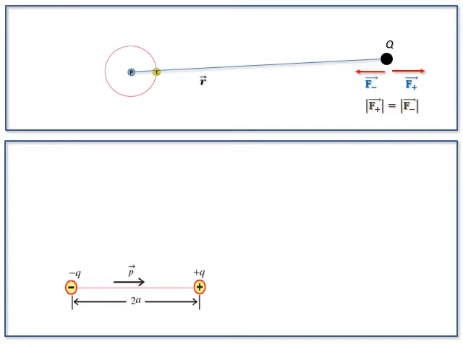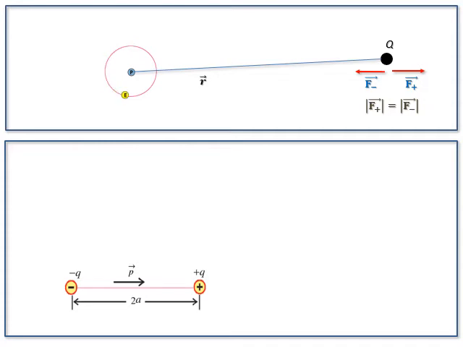Why same in magnitude? Because they are at the same distance. The two charges of the atom are at the same distance from q. Hence, the forces are opposite in direction and equal in magnitude. So what is the resultant force on q? It will be 0. It has to be 0.